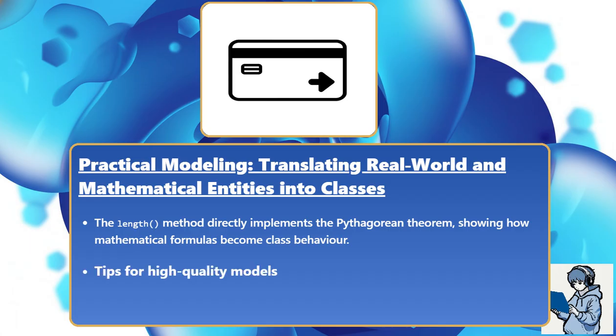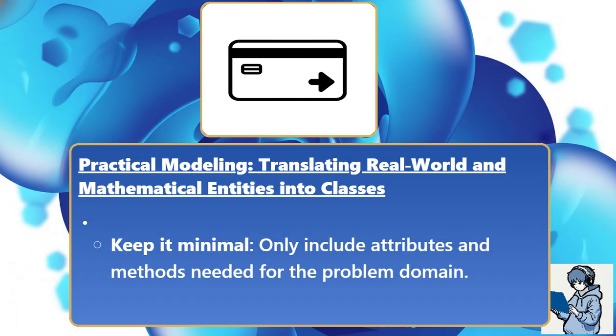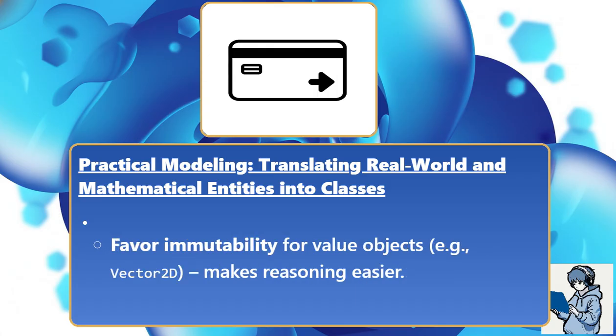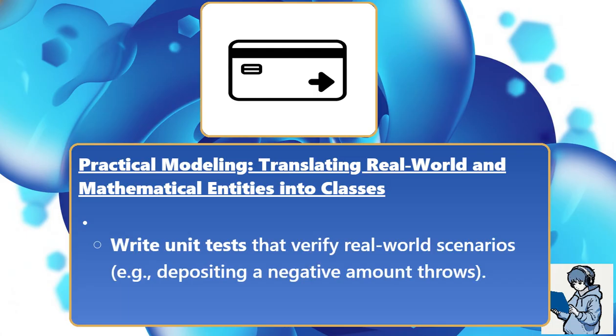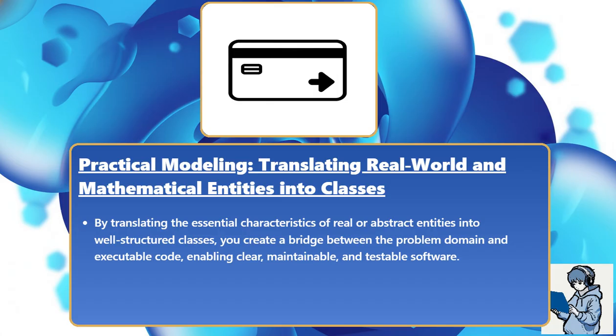Tips for high-quality models. Keep it minimal, only include attributes and methods needed for the problem domain. Favor immutability for value objects. For example, Vector2D makes reasoning easier. Document invariants in comments or with assertions. Write unit tests that verify real-world scenarios, for example, depositing a negative amount throws. By translating the essential characteristics of real or abstract entities into well-structured classes, you create a bridge between the problem domain and executable code, enabling clear, maintainable, and testable software.